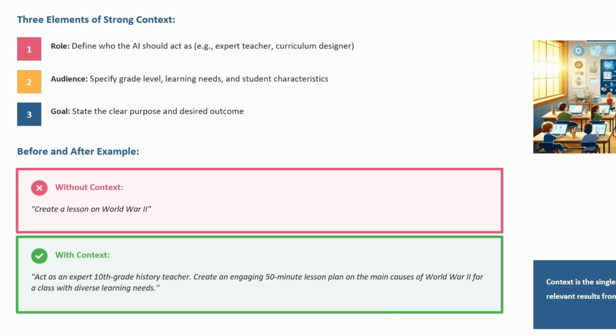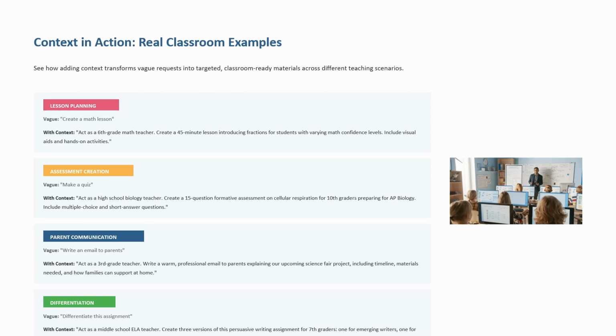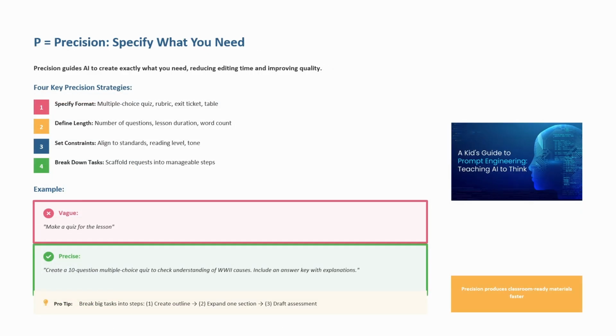Now, look at the after example. We provided 3 key pieces of context. 1, a role. You act as an expert 10th grade history teacher. 2, an audience for a class with diverse learning needs. 3, goal. Create an engaging 50-minute lesson plan. By setting the scene with these 3 elements, you transform a vague request into a targeted instruction. Providing context is the single most effective way to ensure the AI's response is relevant and immediately useful for your classroom.